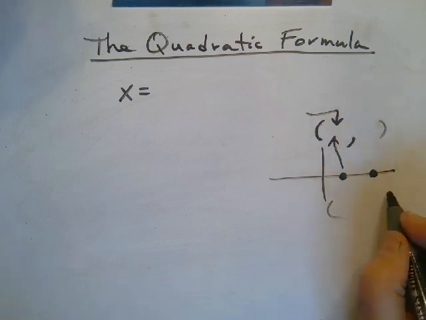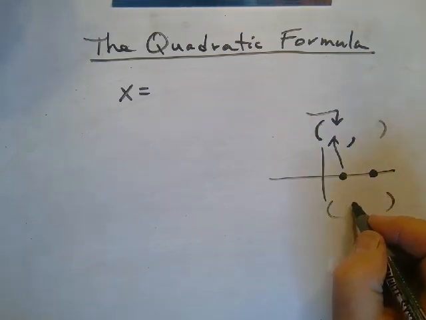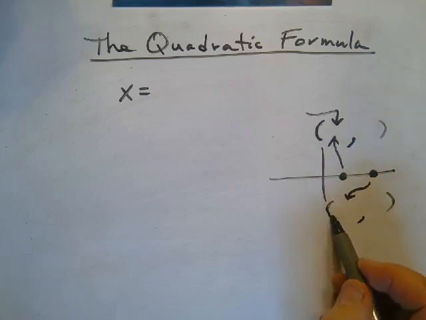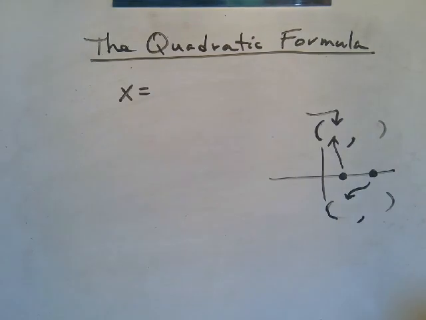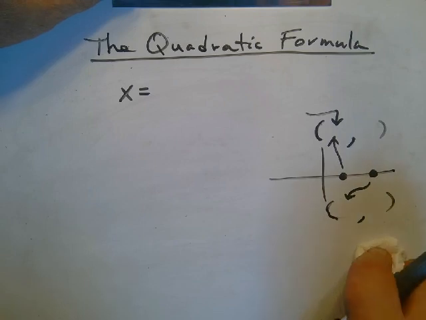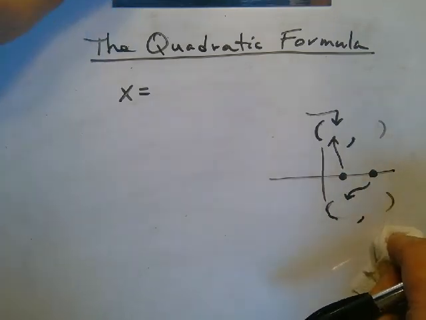And then you'll have another ordered pair that will give you the other x value. So there's going to be 2 answers for some of these, not all of them, but there's going to be 2 answers. So we're trying to find the x crossings, the x-intercepts, the zeros, the roots, the solutions, by using this new formula.